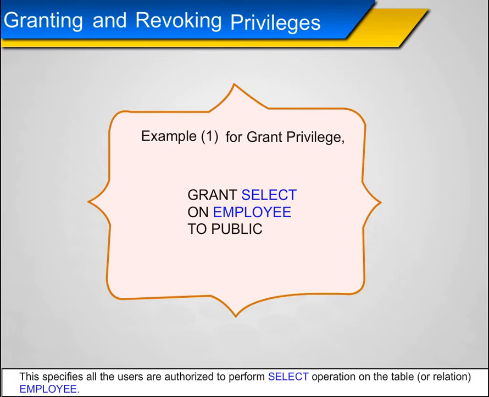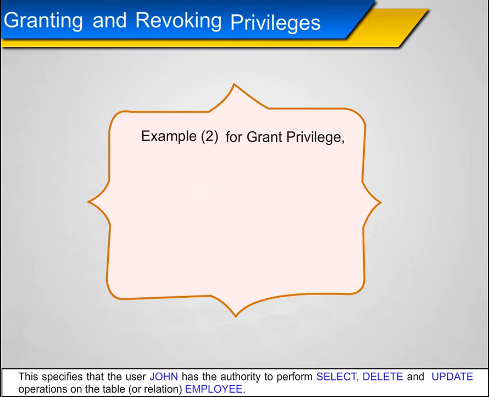Grant select on employee to public. This specifies all the users are authorized to perform select operation on the table or relation employee. Example 2. Grant select, delete, update on employee to John. This specifies that the user John has the authority to perform select, delete and update operations on the table or relation employee.